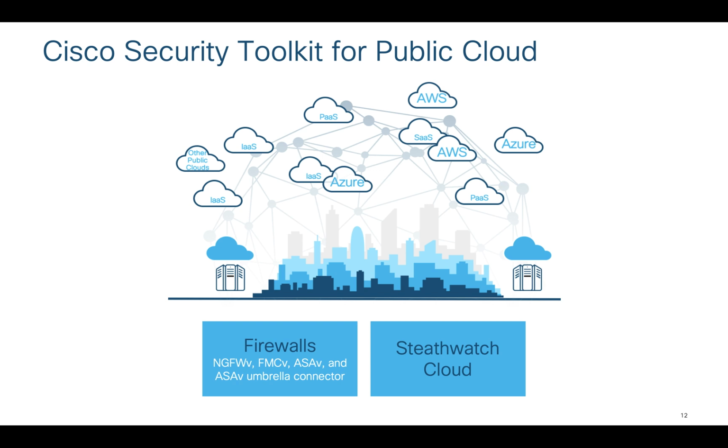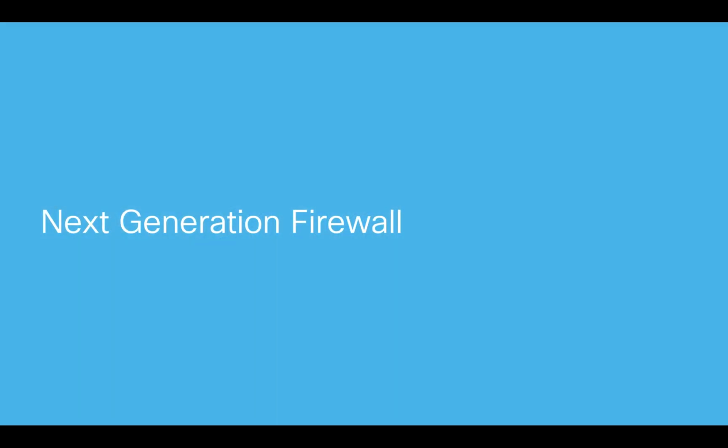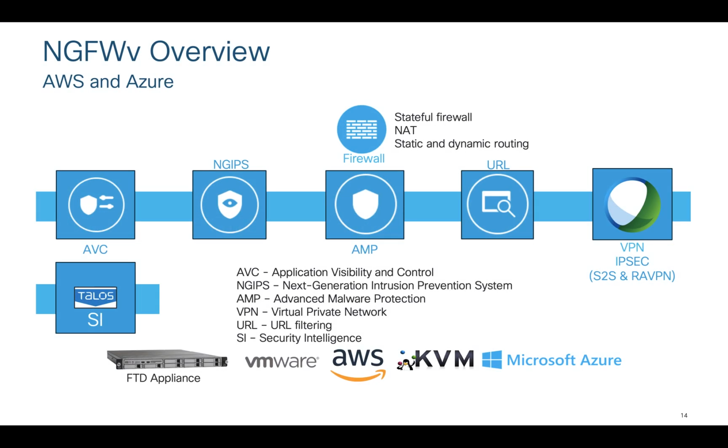You will see Tetration for cloud. You will see Stealthwatch for cloud. I'll talk about Stealthwatch for cloud at a very high level in this video, but you will see different kinds of devices there. But the focus of this session is going to be next generation firewall and ASA. So let's talk about what next generation firewall is, and what kind of features you get when you deploy next generation firewall.